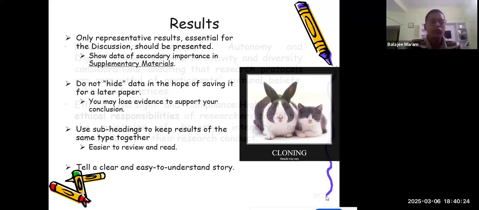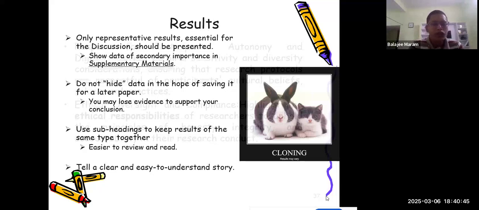That is nothing but the second point. Do not hide the data. Okay? You should not hide the data. Whatever metric you have collected during practical implementation, each and every metric should be included in a single paper. You should not divide a single paper into multiple papers unethically.